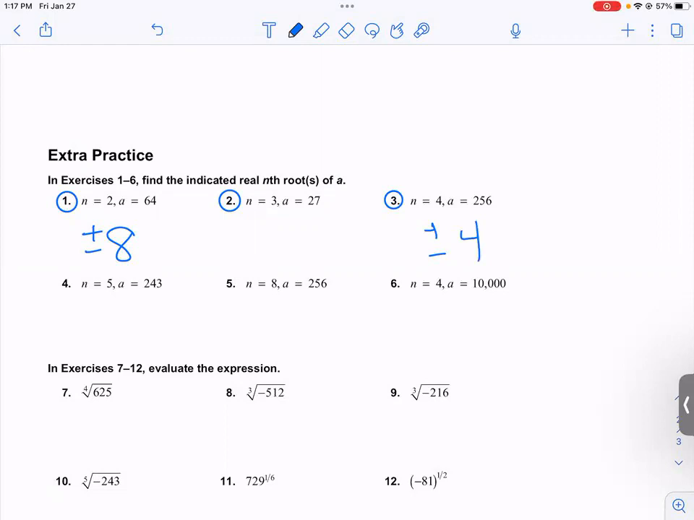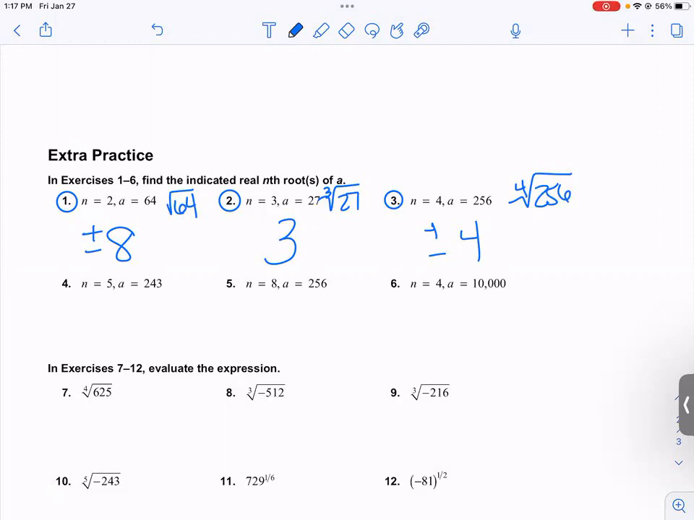But number 1, I got positive, negative 6, not 8. Isn't 8 times 8 64? I was thinking of the 2 times 2 times 2 times 2. Ah, so this one is the square root of 64. This one is the 4th root of 256. This one is the cubed root of 27. Why is that one not plus or minus?